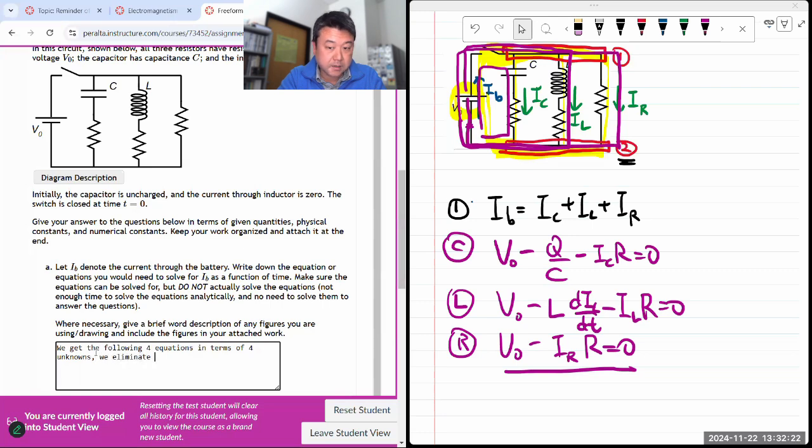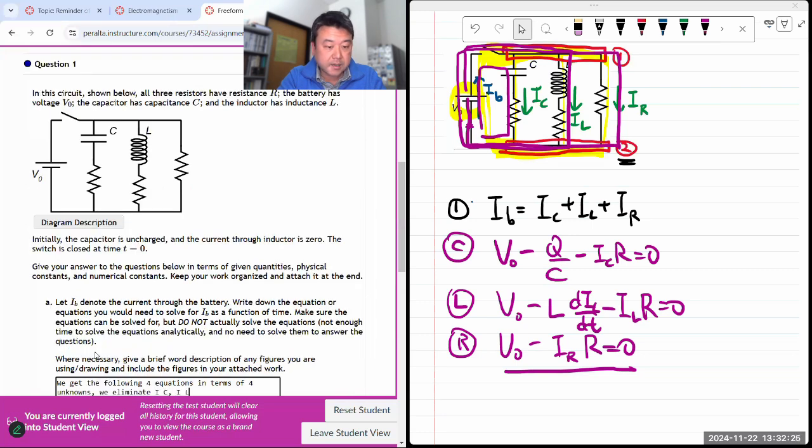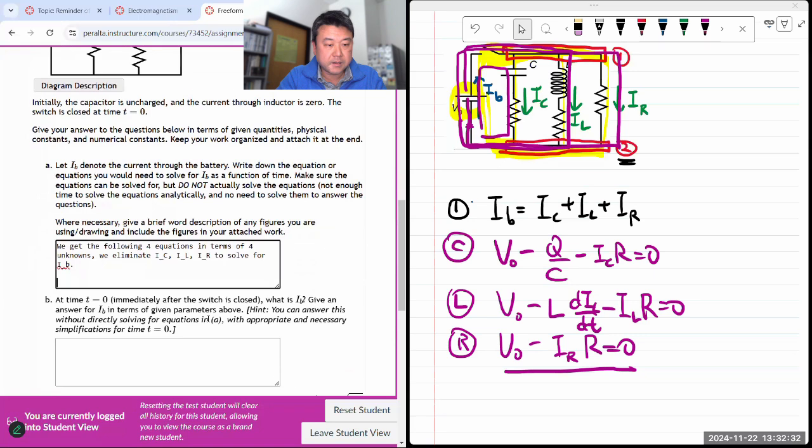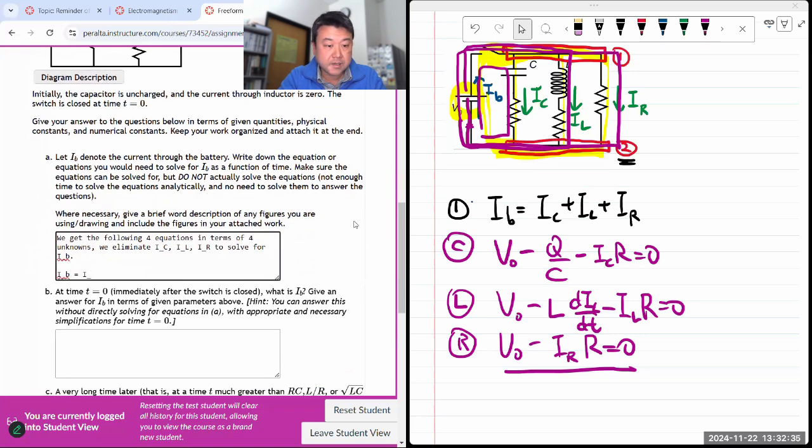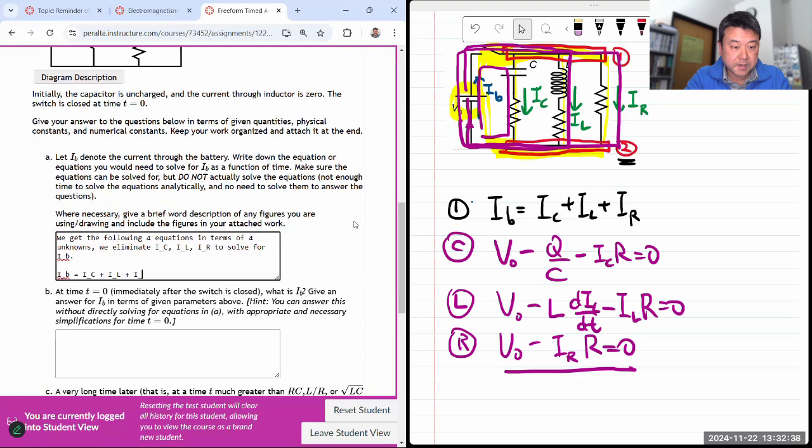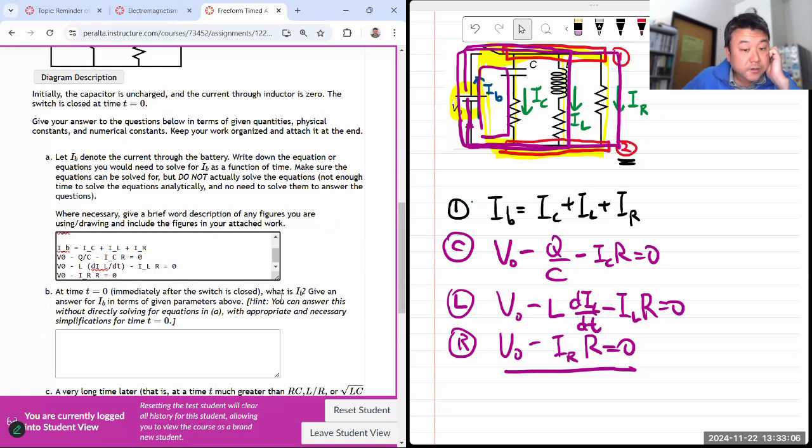We eliminate IC, IL, IR to solve for IB. And I'll write down the equations. IB is equal to IC plus IL plus IR. V naught minus Q over C minus IC times R is equal to 0. V naught minus L dIL dt minus IL R is equal to 0. V naught minus IR R is equal to 0. So, good. At time t equals 0, what is IB?